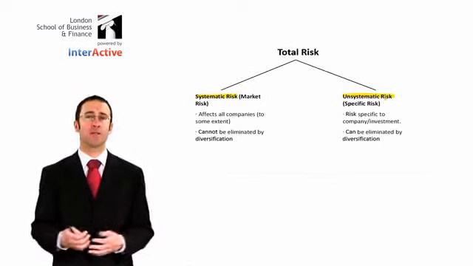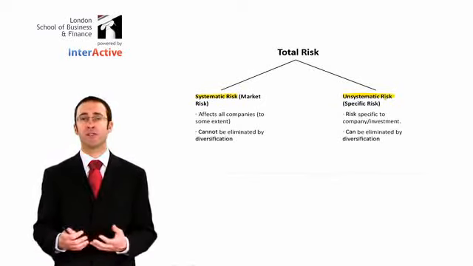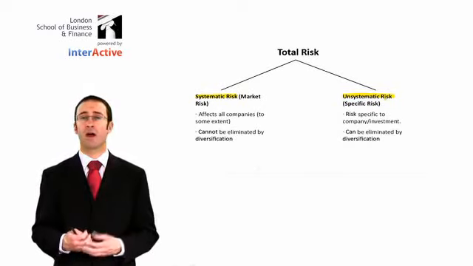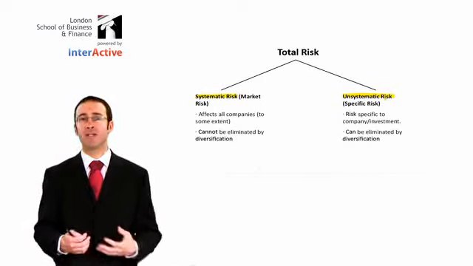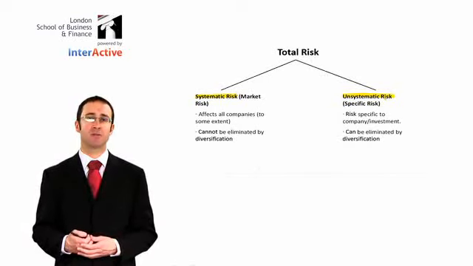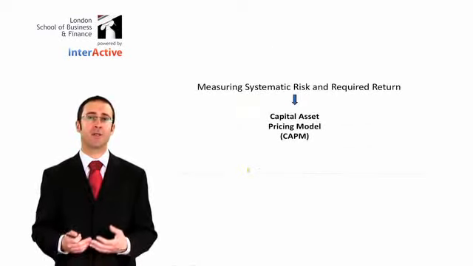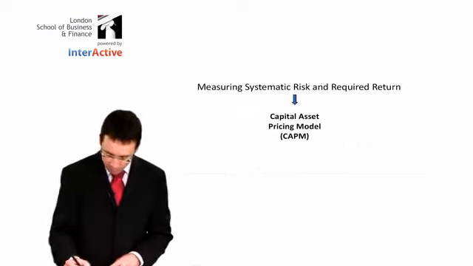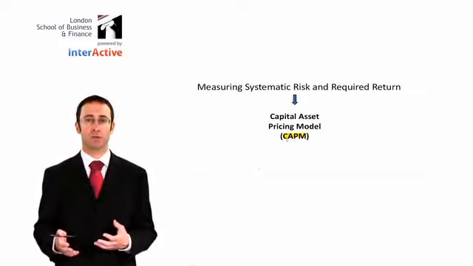Now, your role as a company director is to give the investors a return for the level of risk that they are exposed to. So how are we going to measure the systematic risk that an investor is exposed to? That's just looking at the capital asset pricing model. So there, as you've all seen before, CAPM for short.